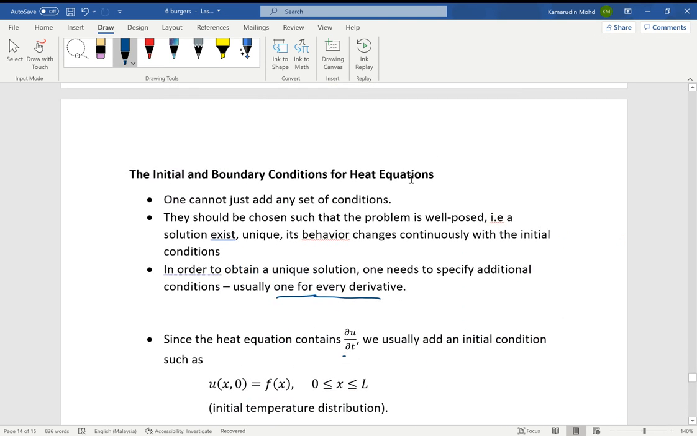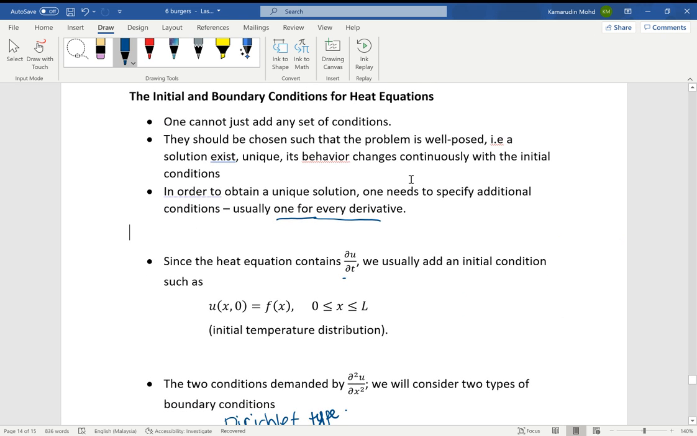Okay, this is the initial and boundary condition for the heat equation. Let us go through some points given here. One cannot just add any set of conditions. The second thing mentioned here is that they should be chosen such that the problem is well posed. Well posed means a solution exists, it is unique, and its behavior changes continuously with the initial conditions.